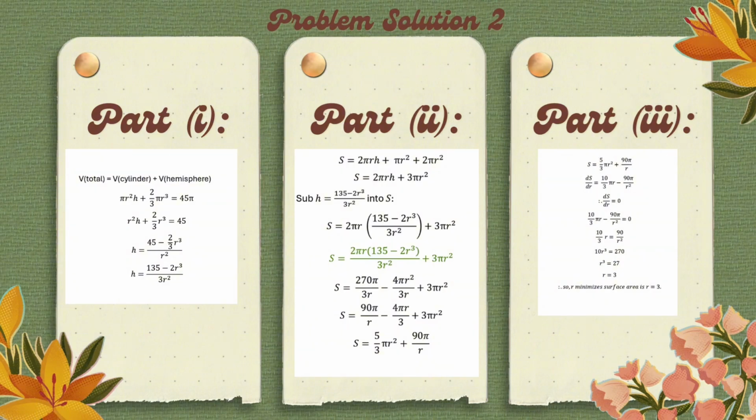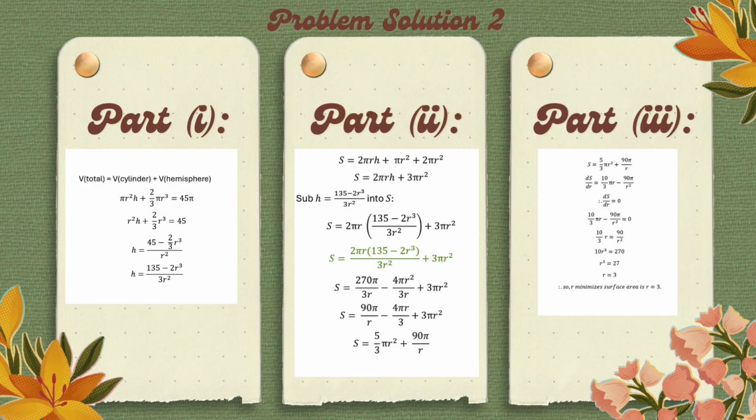The third part is to minimize the surface area S. To minimize S, we differentiate it with respect to r. As surface area equal 5 over 3 pi r^2 plus 90 pi over r, the derivative dS over dr equal 10 over 3 pi r minus 90 pi over r^2. We set dS over dr equal to 0.